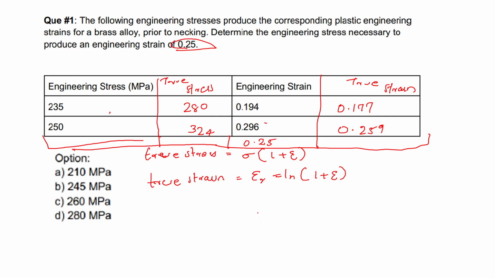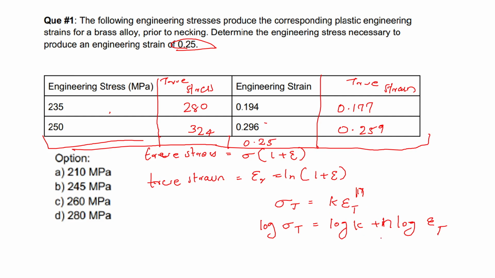Okay, so now what will be the formula? Do you remember the formula taught in class? Sigma_t is equal to K epsilon_t to the power n. So you can take log on both sides: log sigma_t is equal to log K plus n log epsilon_t. You take it as epsilon_t because it's a true value.